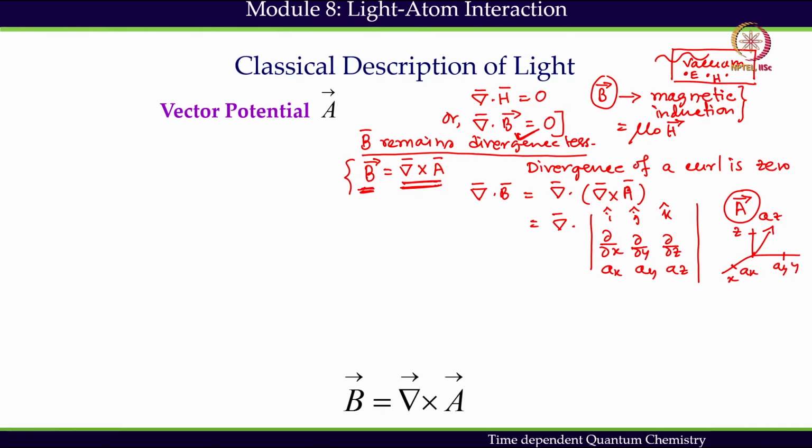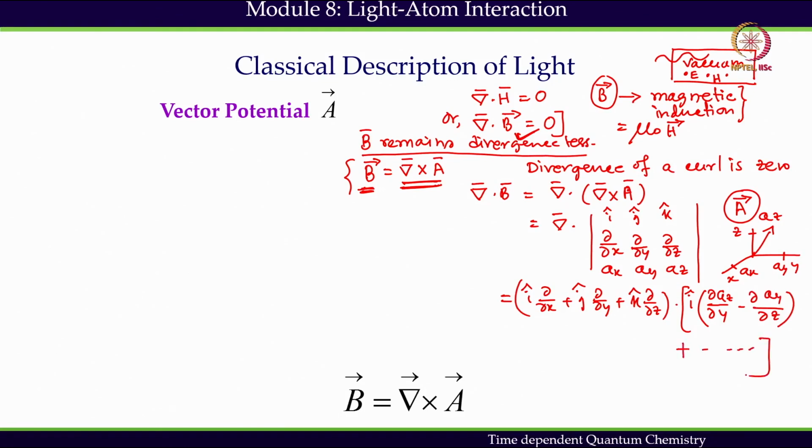Now if I explicitly do this, then this is a del operator, so I will write down its explicit form of the del operator. It's a vector differential operator, and then it's going to be dot product with this one, and this determinant can be written in the following way. This is i multiplied by del AZ del Y minus del AY del Z plus other 2 terms will be there.